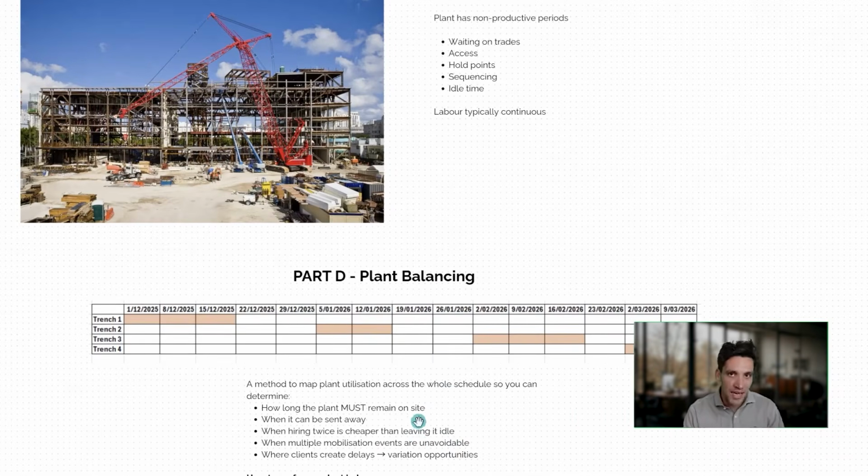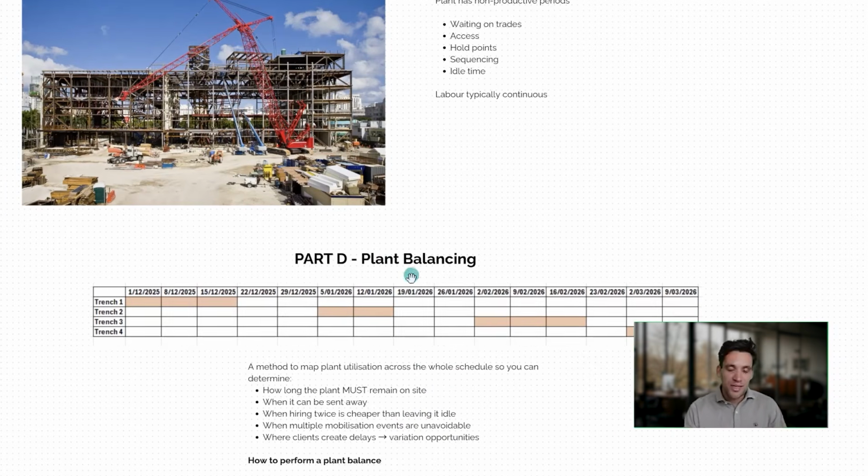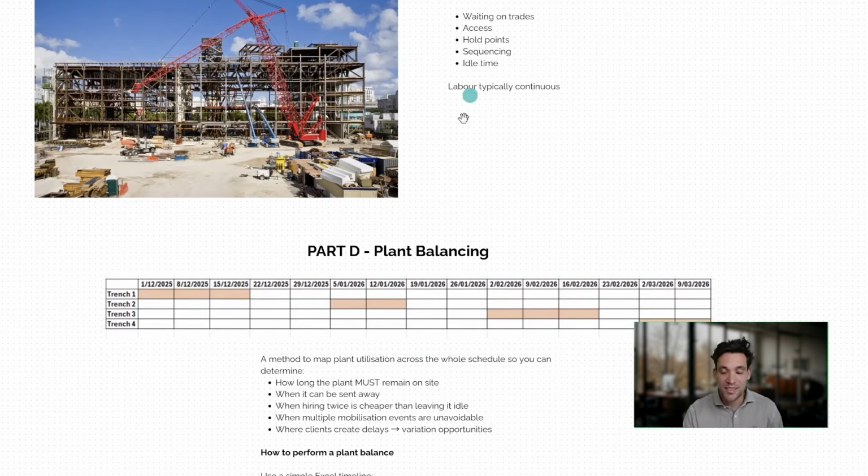Or do we want to pay for mobilization and demobilization? So to effectively calculate but also optimize our plant costs, we need to do something called plant balancing. Say for example, with the excavator we've got on site, we're going to use it for 3 weeks to do trench 1. Then we've got our Christmas shutdown. We're then going to need it for 2 weeks in January to do trench 2.